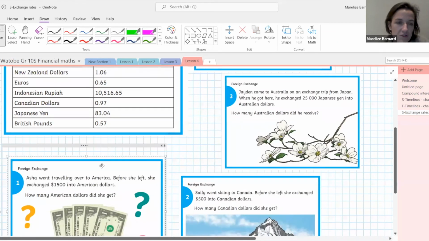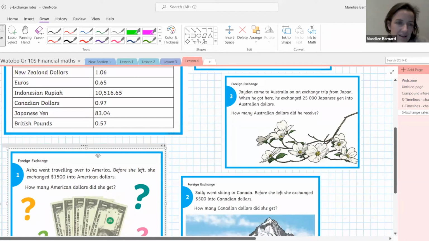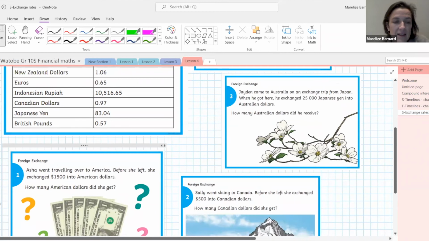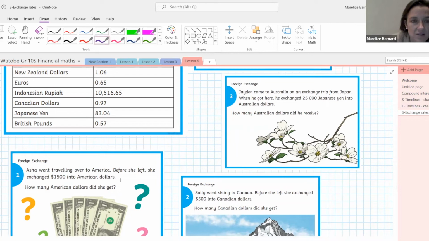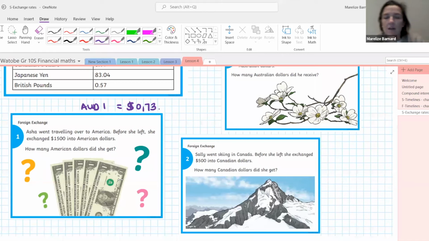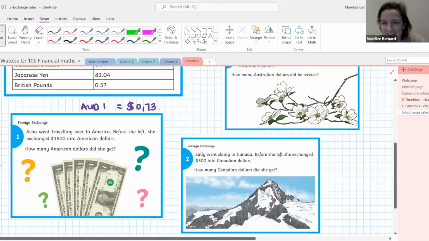Off we go. Asha goes to America, and before she left, she exchanged 1,500 Australian dollars into American dollars. So how many American dollars did she get? So to help us, I'll just write it as Australian dollars. 1 Australian dollar is 0.73 American dollars. Okay, if you have the answer, pop it in the chat.